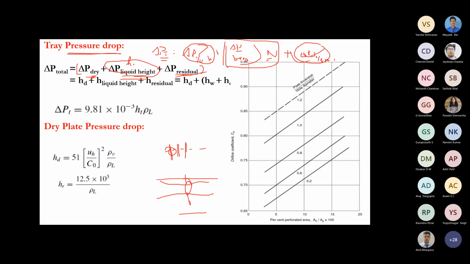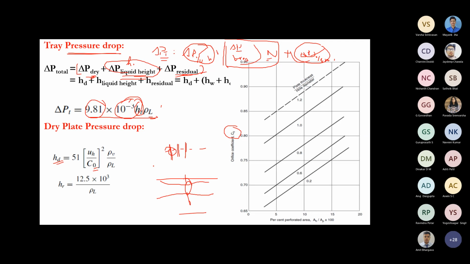So this delta P total is 9.81 times Hg rho, where H is in mm, so this has to be 10 power minus 3. 9.81 is the g, in meter per second square. Then H is in meter because of 10 power minus 3, and rho is in kg per meter cubed. So how to calculate this dry pressure drop? You need the value of C0, or Reepy's coefficient. So HD you have to find out.